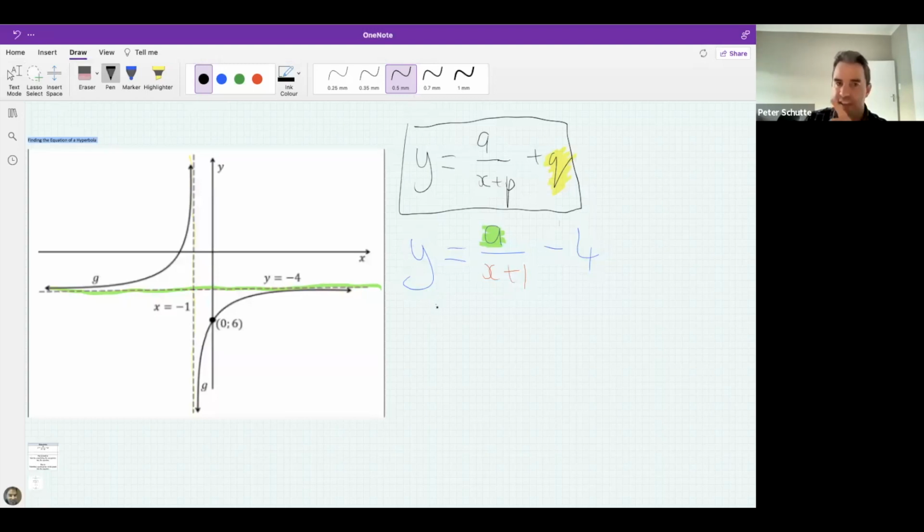Melia suggested, and I think Annie would have said this too, that there is another point, (0, 6), that we can sub in. If we sub that point in, remember that the x is 0 and the y is 6. So I get 6 equals a over 0 plus 1 minus 4. Now, I want everyone in the class to work out for me what the value of a is if I move these things around. You can pop it in the chat.